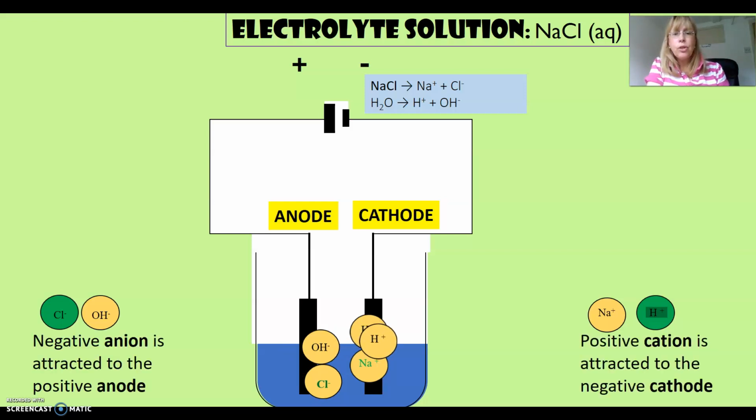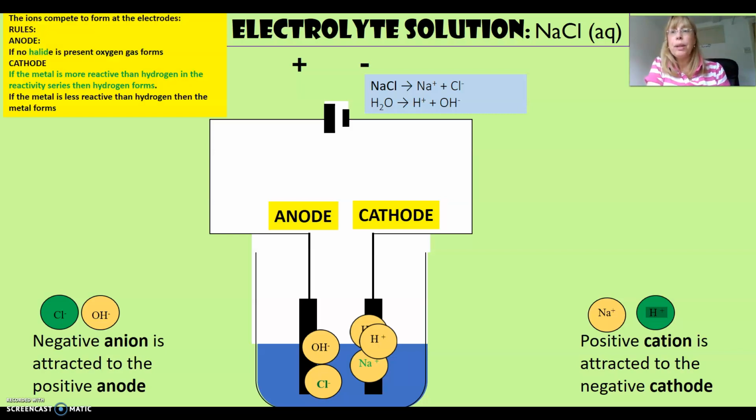Now, we've got an interesting situation because we've got 2 different ions going to each electrode. But what actually forms? There's a bit of competition that goes on, and this is how we determine the winner. At the anode, if there's no halide present, oxygen forms. If there is a halide there, then the halide would form. So a halide is a group 7 element. And in this example, we've got chlorine, so chlorine is going to form.